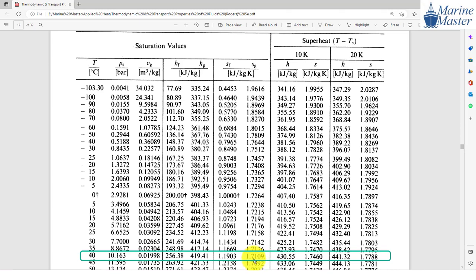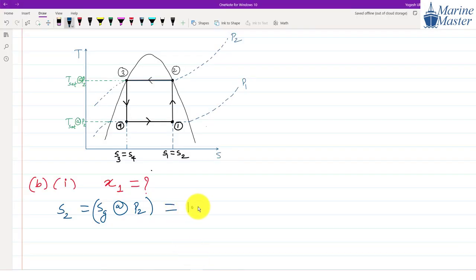We are getting 1.7109. Try to see the scenario. So the Sg value for 10.163 is 1.7109. So we got the value of Sg as 1.7109 kilojoule per kg.